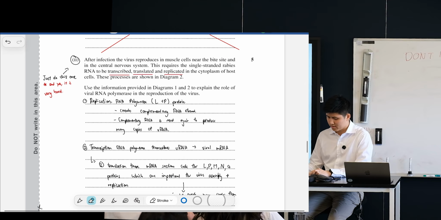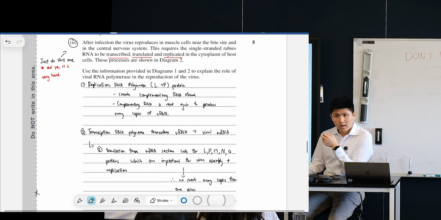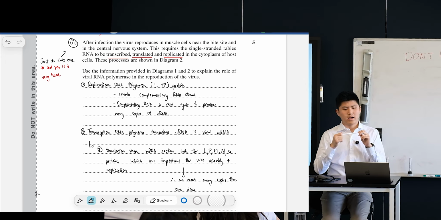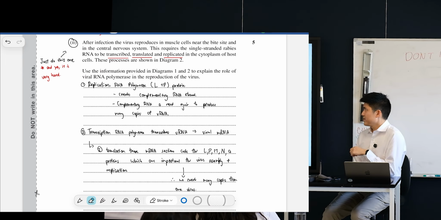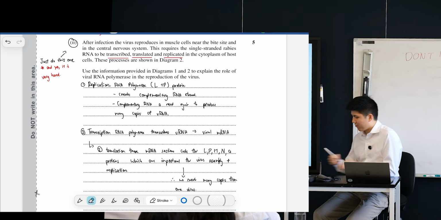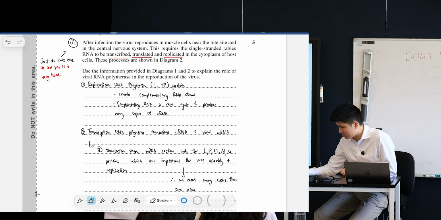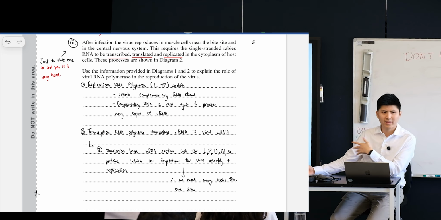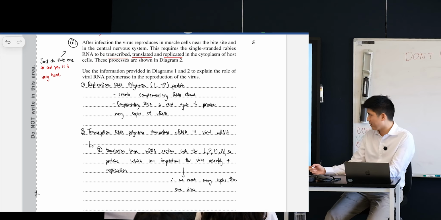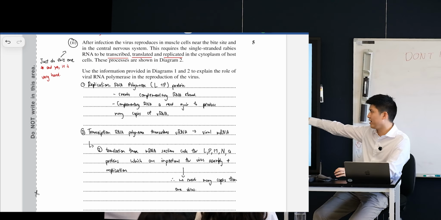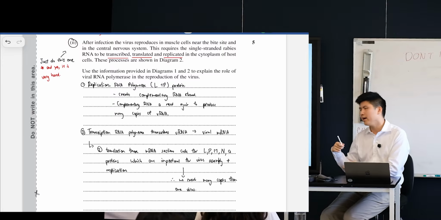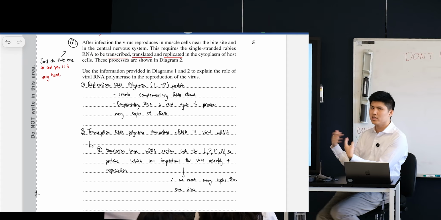Do you need to say like code for L, P, M, N proteins in diagram? I don't think you need to mention diagram too explicitly, but just the fact that I've named the proteins tells the marker that I actually looked at the diagram. I'm not just saying stuff out of my butt, which is why you should probably mention the name of the proteins, like the letter. Otherwise, you're not showing the marker you're engaging with the stimulus.